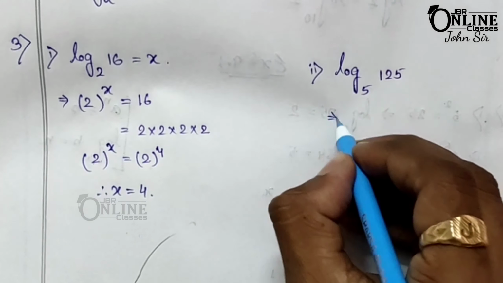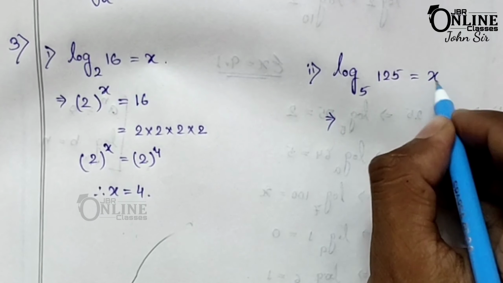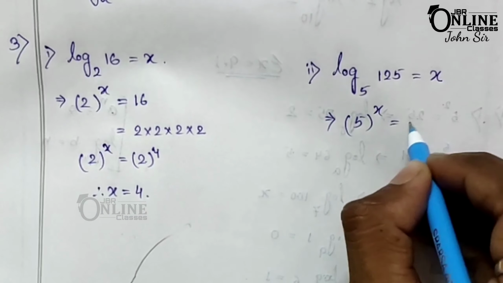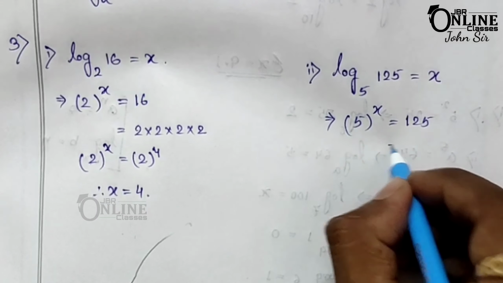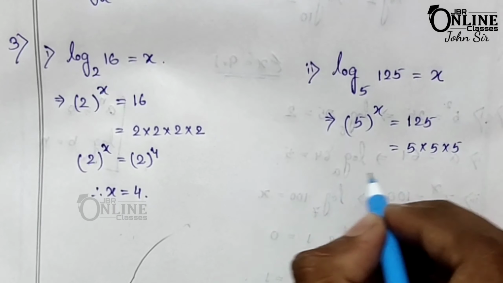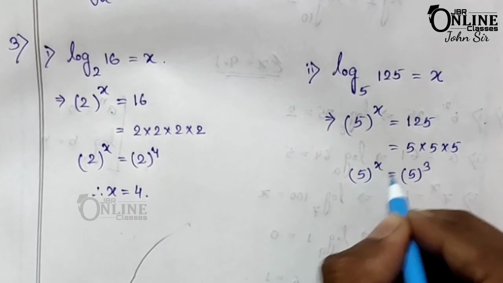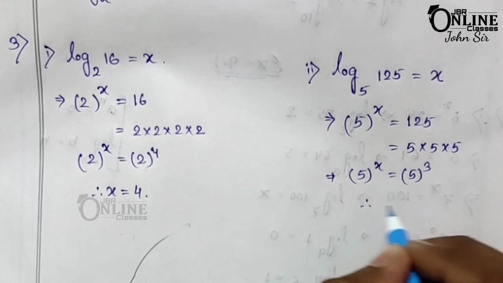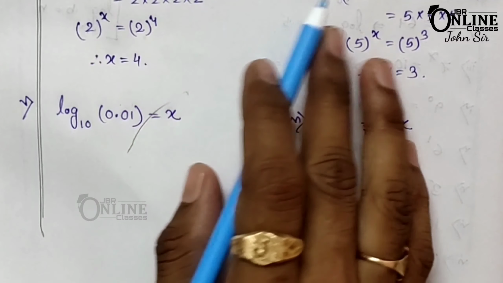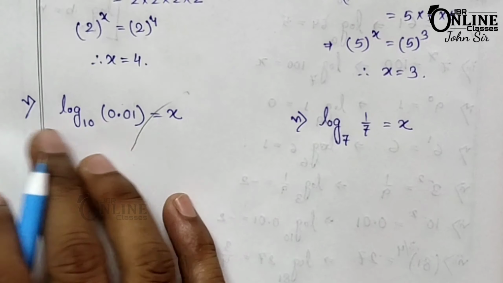Similar thing here, log base 5 of 125, so let this one equal to x, then according to the formula 5 to the power x equal to 125, and 125 means 5 into 5 into 5, that means 5 to the power 3. So in the left hand side you have 5 to the power x, so here x equal to 3. So here sum number 3 and 4 are very easy, similar type of sum number 1 and 2. So here sum number 5.